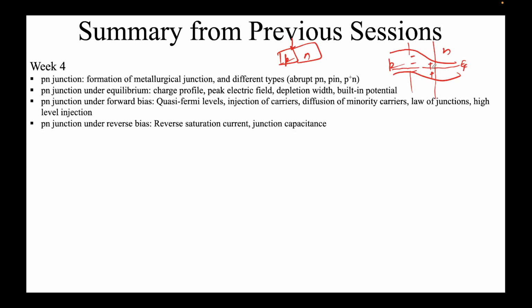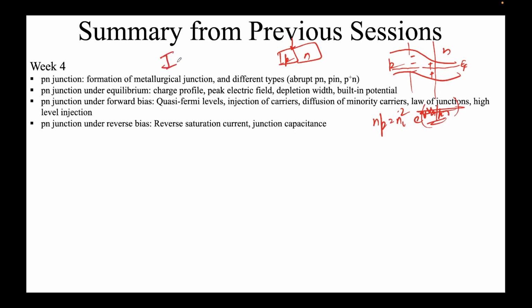These carriers diffused, the built-in potential reduced, and these carriers could diffuse to the other side, which gave rise to the currents. We also saw the law of the junctions, which was np equal to ni squared e to the power qVA over kT, where VA is the applied potential. Finally, we saw in the reverse bias where interesting things happened, and there will be minimal current that was flowing inside there called the reverse saturation current.